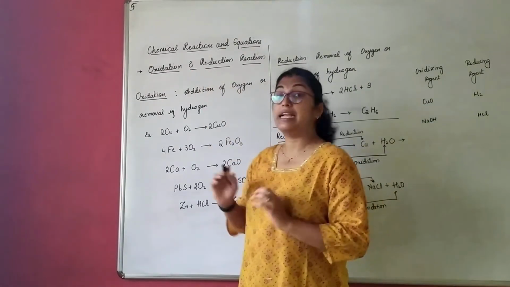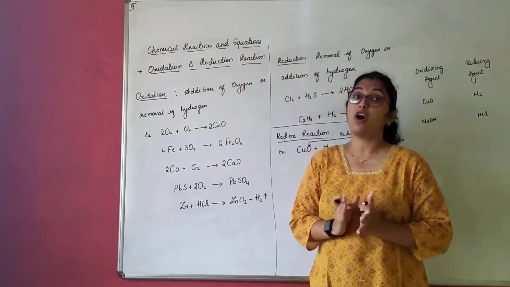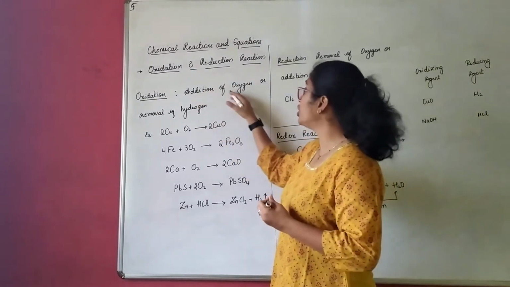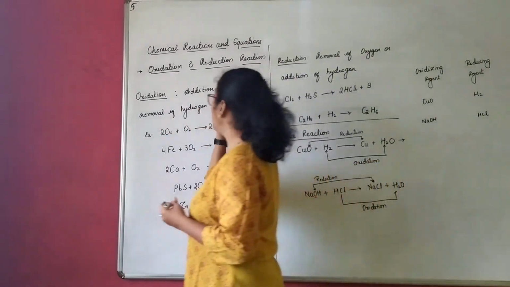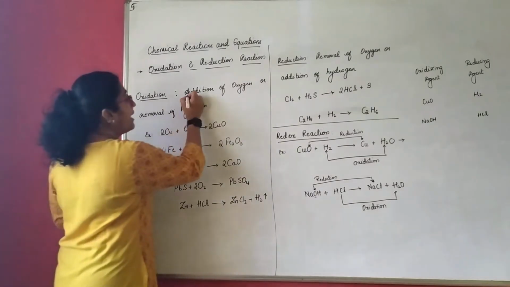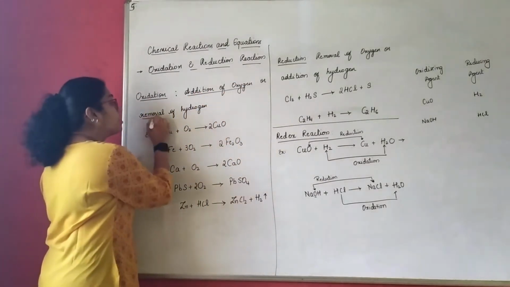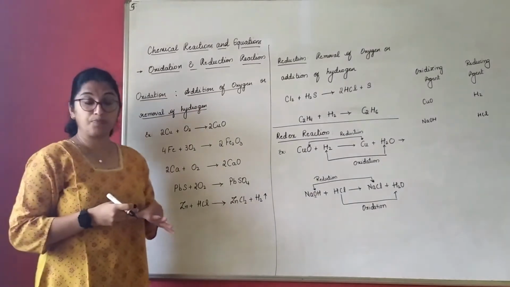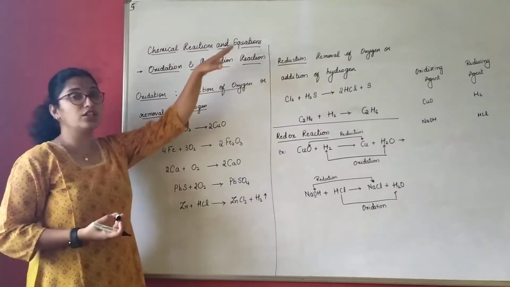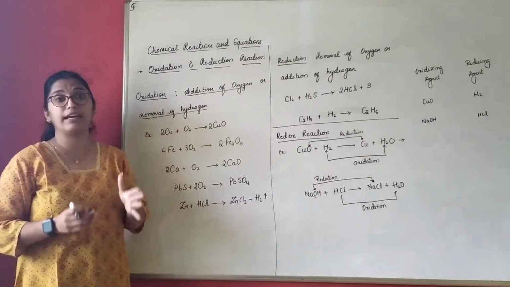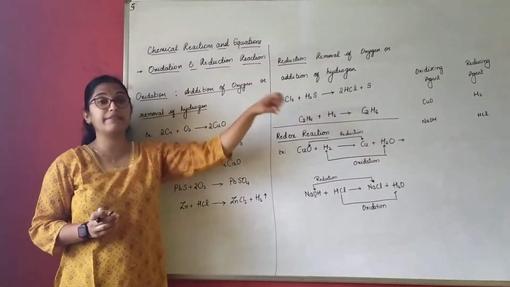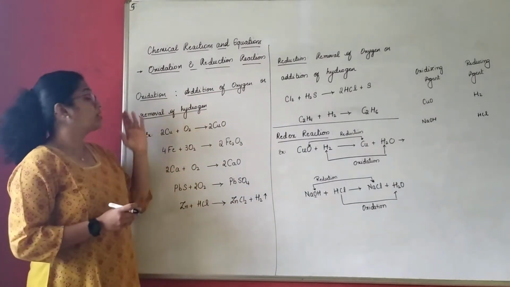So we'll first understand with the definition what is oxidation reaction or what we mean by the term oxidation. Addition of oxygen or removal of hydrogen is called oxidation. I repeat, addition of oxygen or removal of hydrogen. You can as well write it in one statement saying that addition of oxygen in the given reaction is called oxidation reaction. It is correct. Removal of hydrogen from a given reaction is known as oxidation reaction.